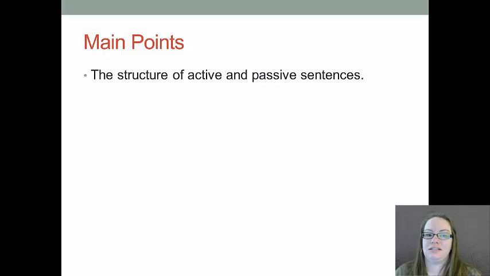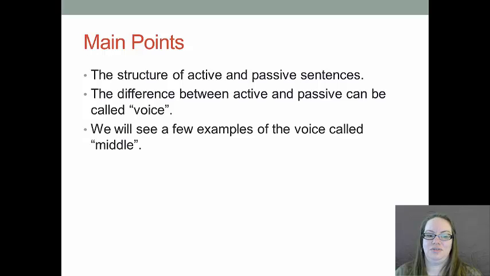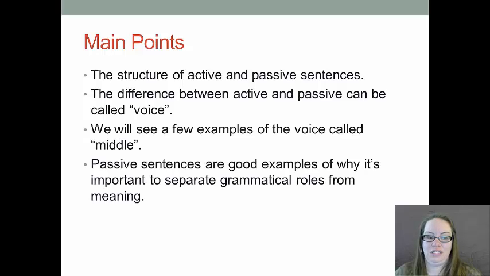The things we're going to be looking at today are the structure of active and passive sentences. The difference between what these sentences are we call voice, so we'll in general be looking at voice. We'll see a few examples of what we call middle voice. And passive sentences are good examples of why it's important to separate grammatical roles from meaning. So we'll look a little bit at the syntax and the semantics of these sentences. And we'll look at two different types of passives, get passive and be passive.